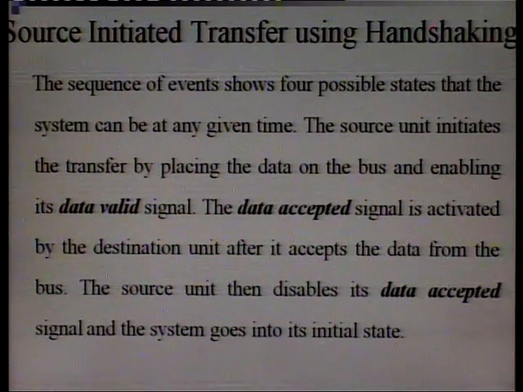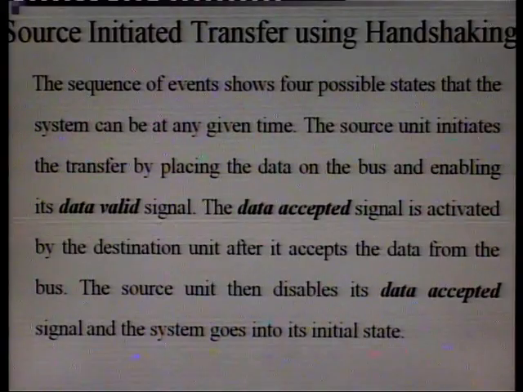The sequence of events shows the four possible states that the transfer can be in at any given time. The source unit initiates the transfer by placing the data on the bus and enabling the data valid signal.